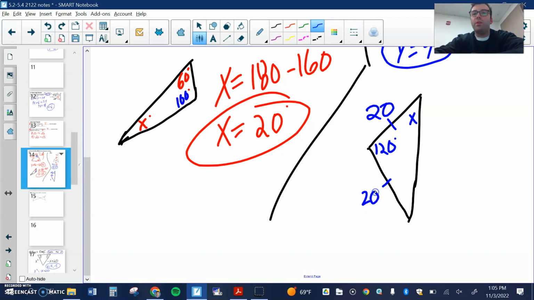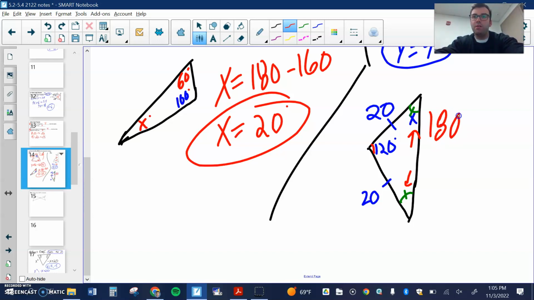All right, so I want to use my base angle theorem here, okay? If you look at this, if I turn it sideways a little bit, I have an isosceles triangle. Since I have an isosceles triangle, that means I have 2 congruent sides, right? Well, if I have 2 congruent sides, then I also have 2 congruent angles. Remember, in a triangle, angles have to add up to 180 degrees. So if that angle is 120 here, then these 2 angles together must equal 60.